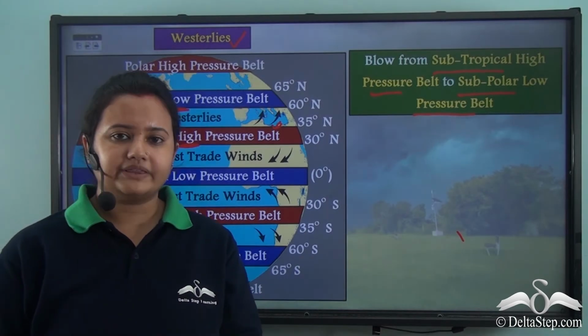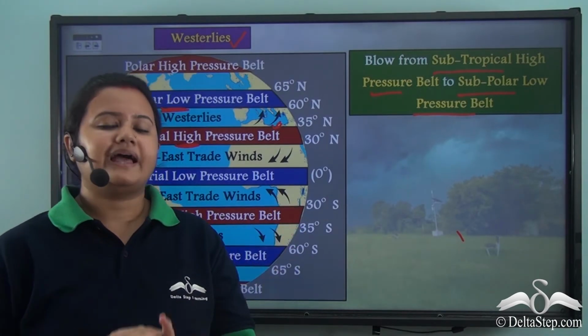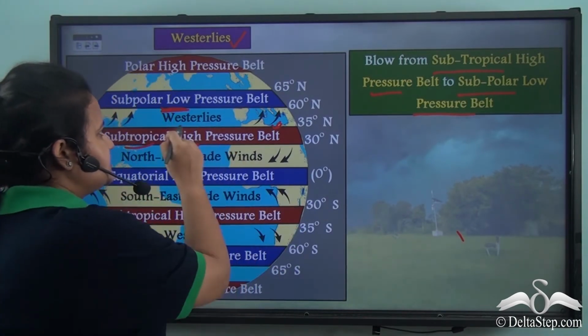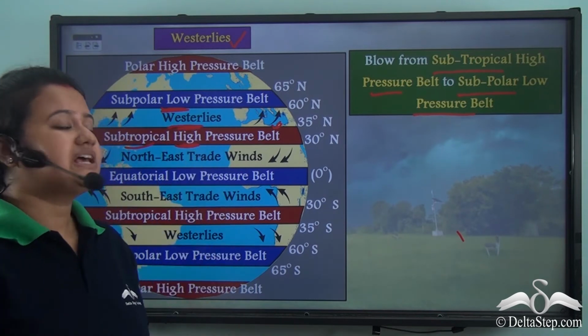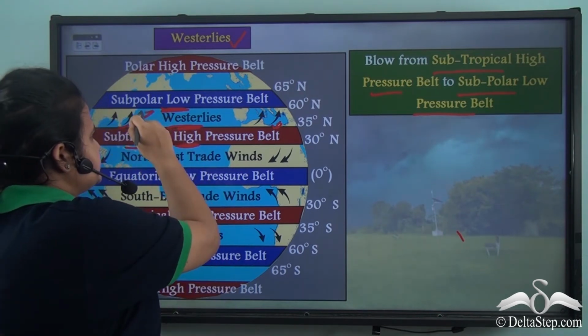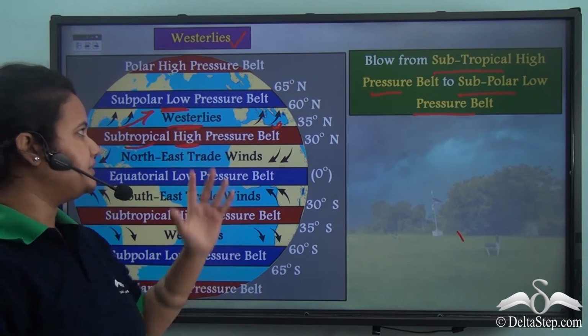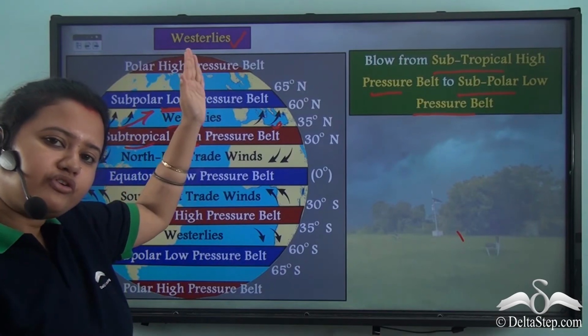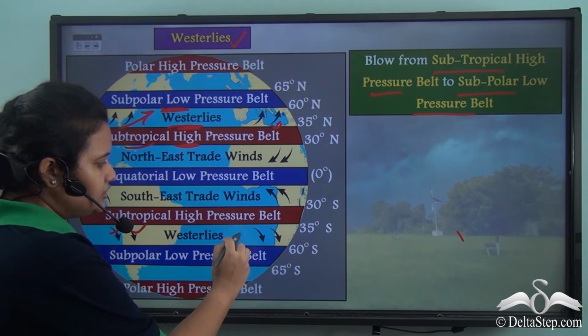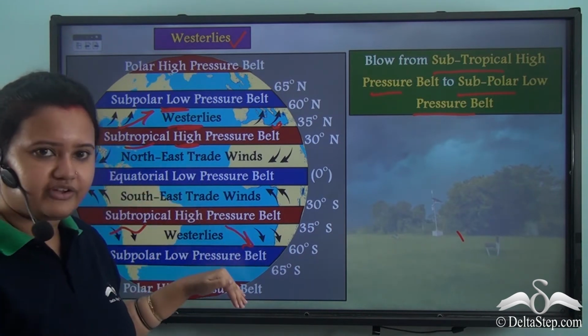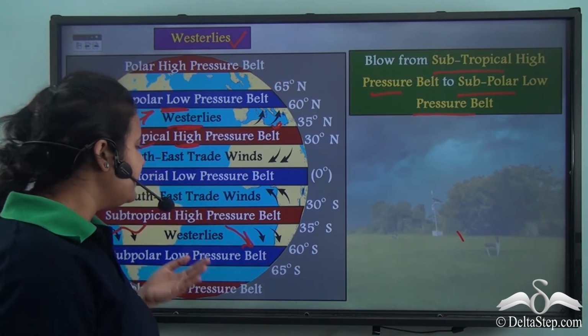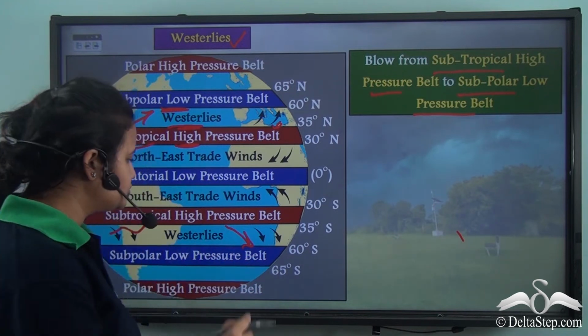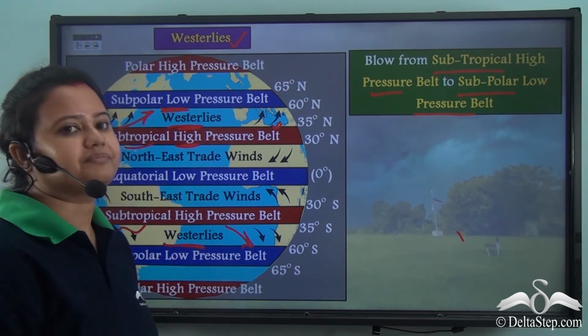Also note that this type of planetary winds is called westerlies because they blow from the west in both hemispheres. In the northern hemisphere they blow from the west, and in the southern hemisphere also they come from the west, and due to this reason these planetary winds are known as westerlies.